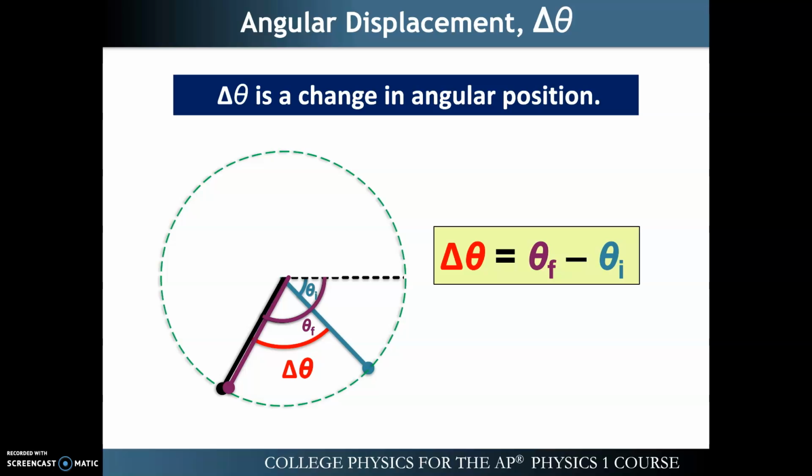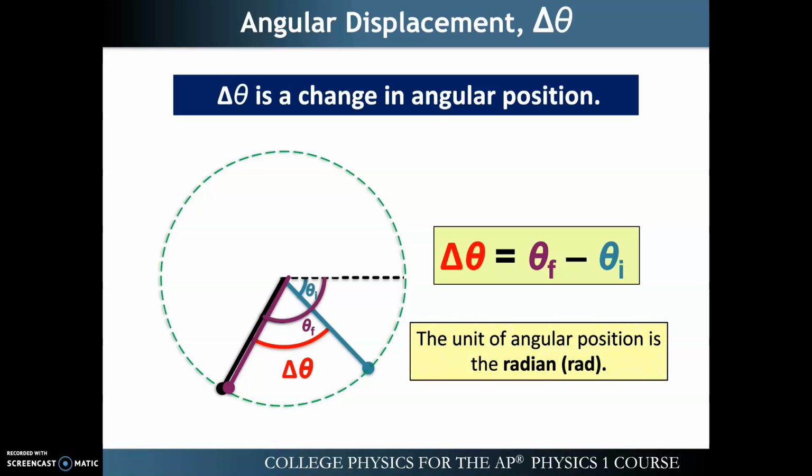Just like how displacement delta x was your final position minus your initial position. Same thing. We're just saying that our position is in terms of angle. The unit we're going to use here is the radian, which is a misnomer because it's not actually a unit.